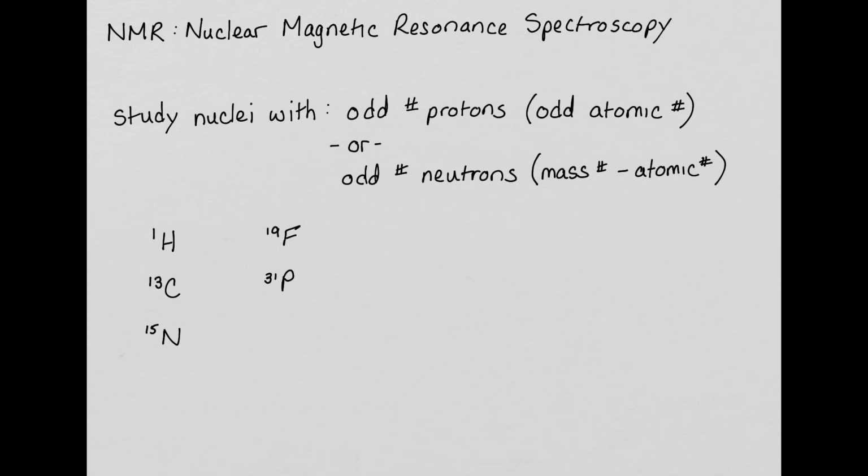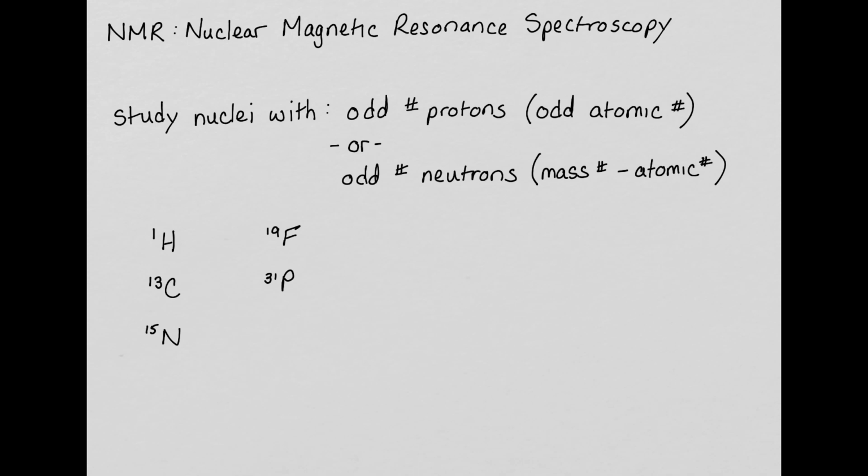All of these nuclei are NMR active because they have an odd number of protons, an odd number of neutrons, or an odd number of both. These are the most common nuclei that are studied by NMR, but not the only ones that can be studied by NMR.